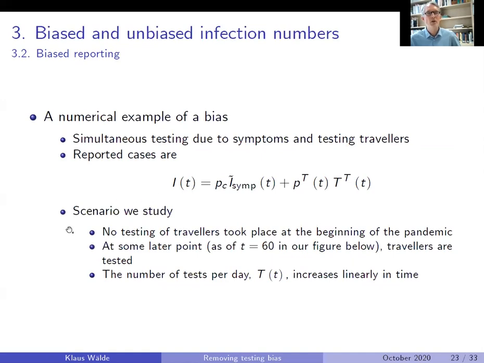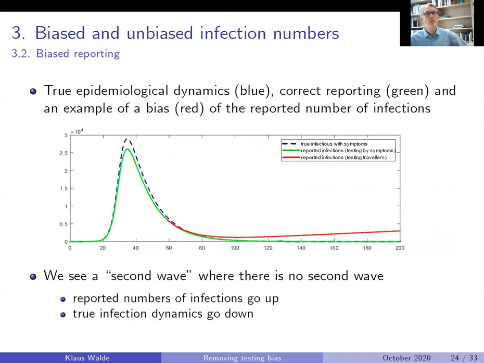The scenario we're going to study in the next figure is that no testing of travelers took place at the beginning of the pandemic. And then at some later point, at t equal to 60, I mean, this is just a numerical illustration. I'm not saying this is the real world, it's a numerical illustration. Then as of this point in time, t equal to 60, travelers are being tested. And the number of tests then increases over time, because we have more and more test capacity.